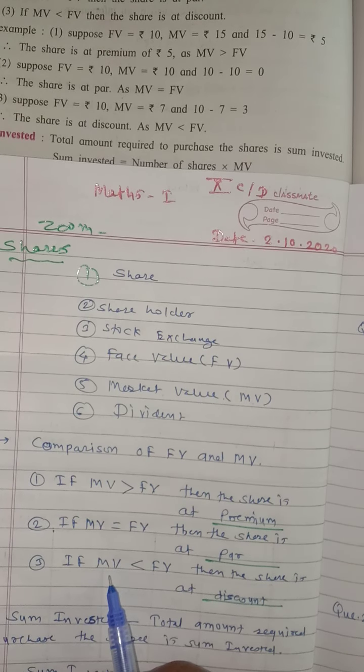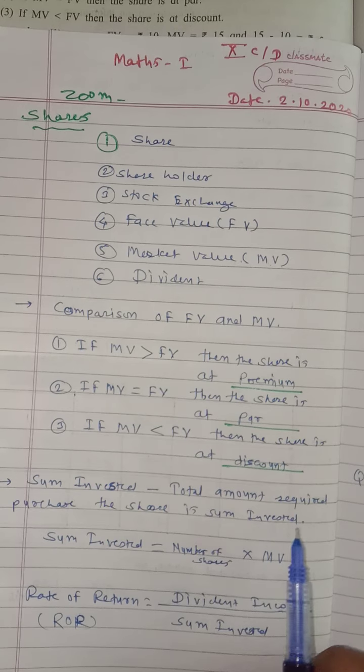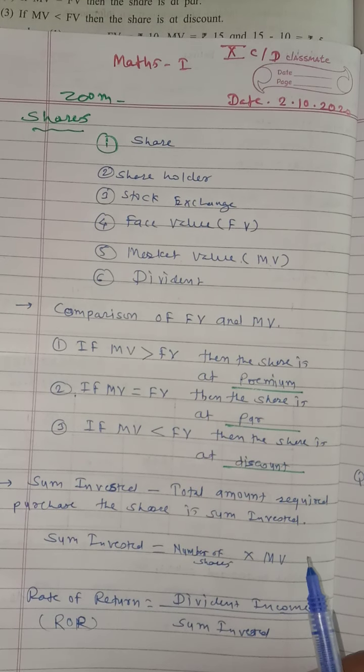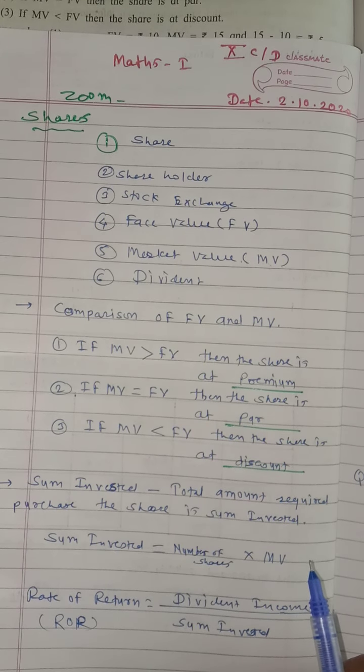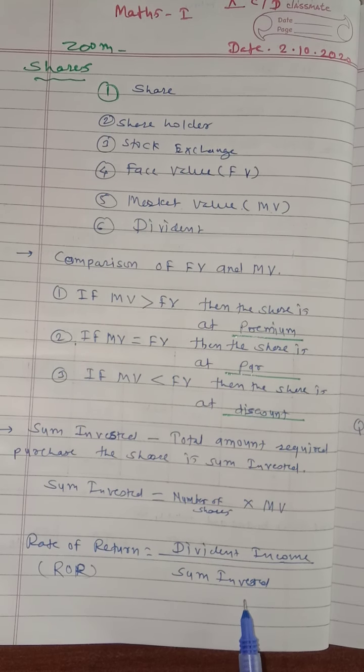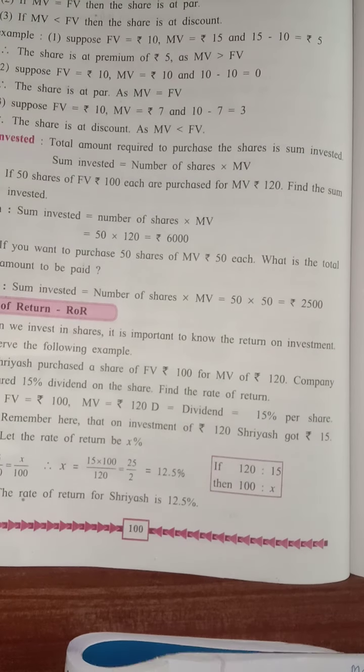Sum invested means the total amount required to purchase the shares. Sum invested is equal to number of shares into market value. And the formula of rate of return is equal to dividend income upon sum invested. For this we solve some examples in practice set 4.3.